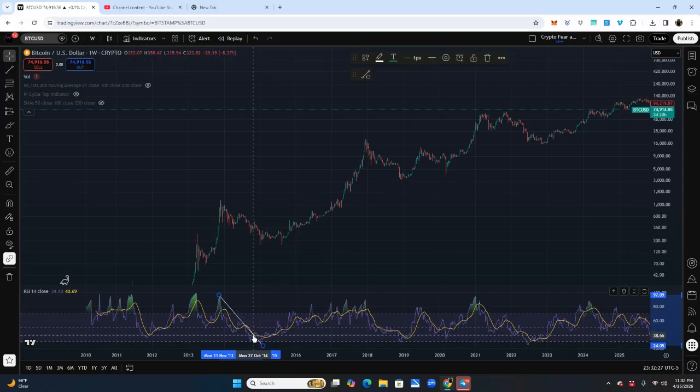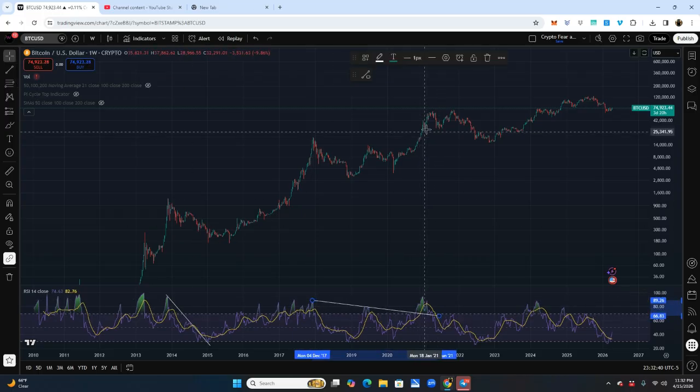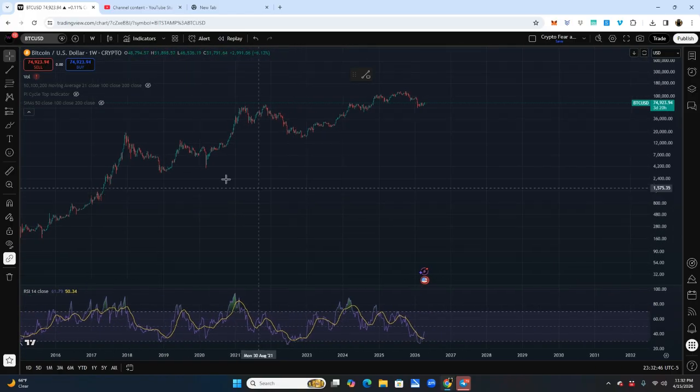Kind of the same thing here. You had a breakout up here. The bottom wasn't really in yet, but it was close. Okay, you can't do that on this one, but you probably can right here, but you would have missed a huge move. So it's not that reliable on a weekly on this cycle.